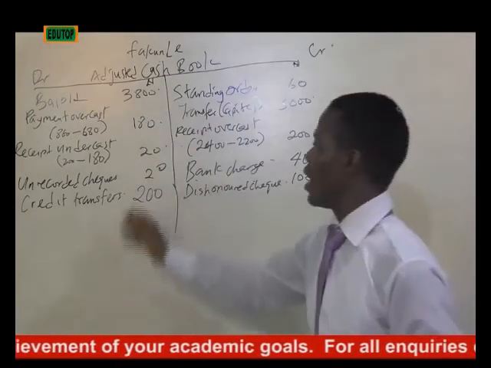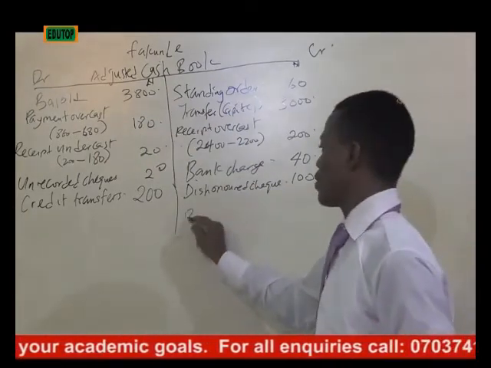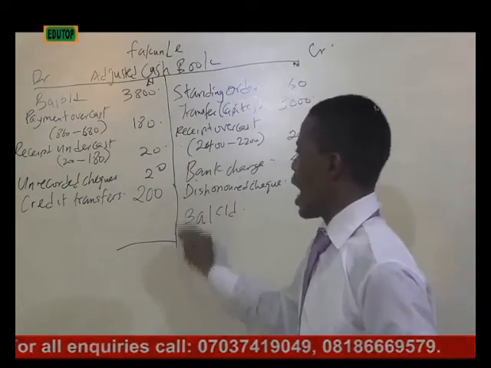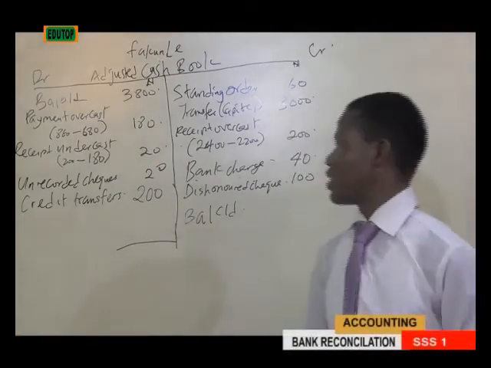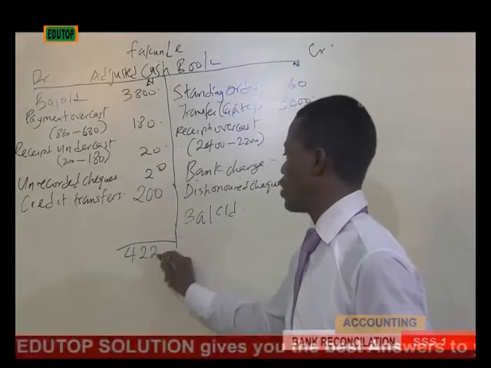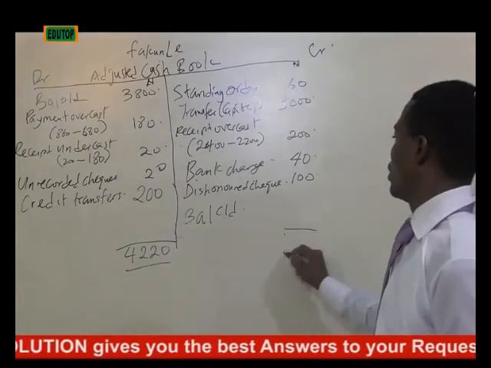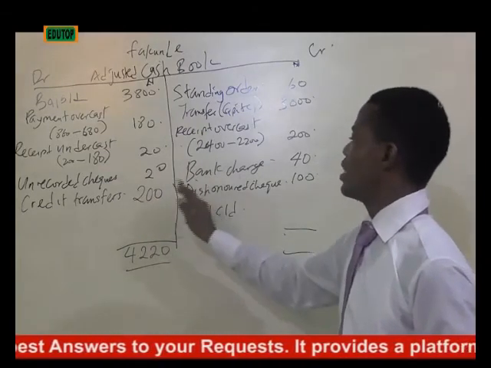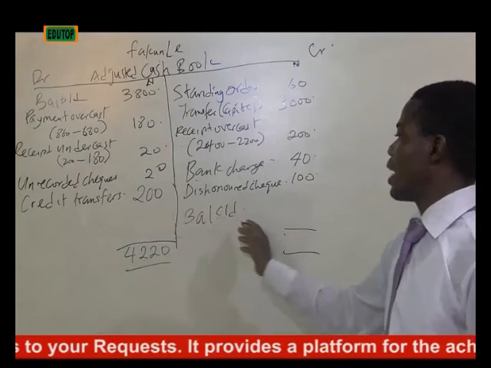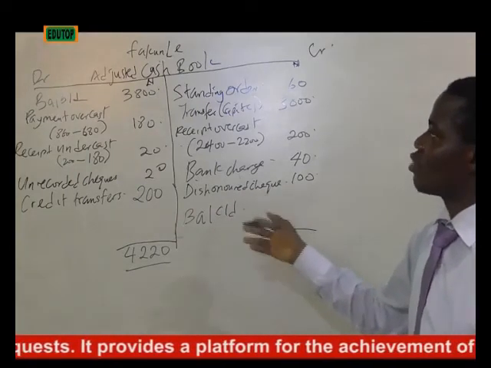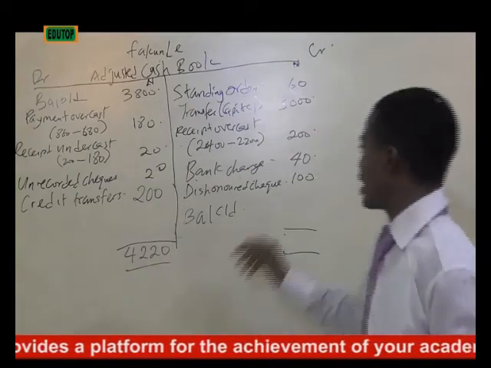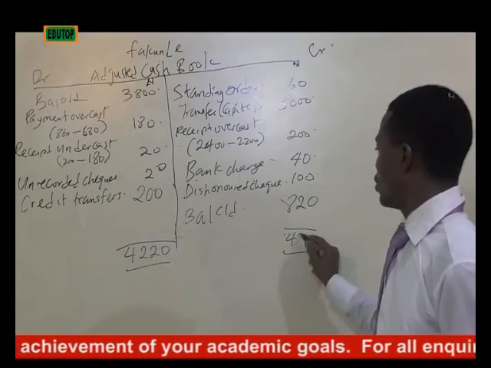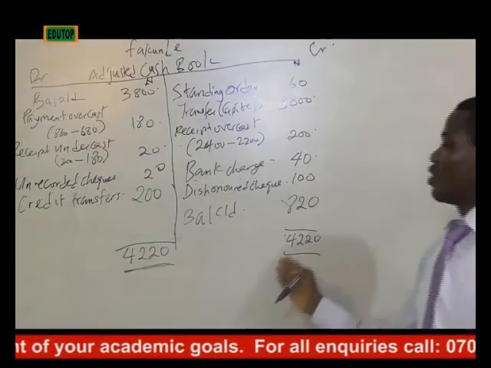So let's add the total to get our bank balance. This is the balance b/d. So let's add the total of this together, and the total is 4,220. So we add this one, we add this, and we get the difference. So the difference gives us the balance b/d. That is the adjusted balance of the adjusted cash book, and that is 820. So this is 820. So the addition of it is 420.